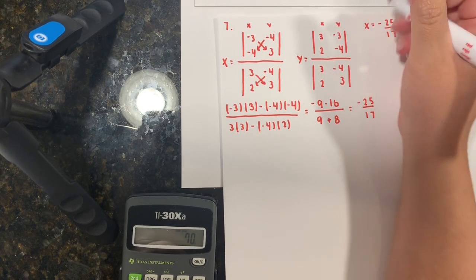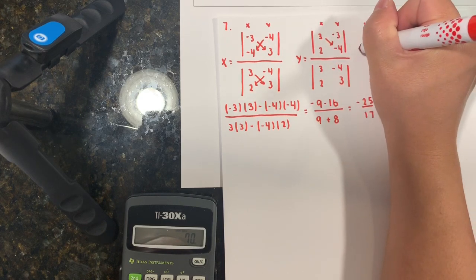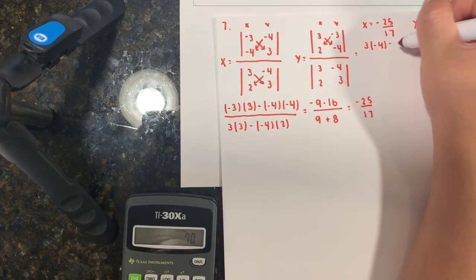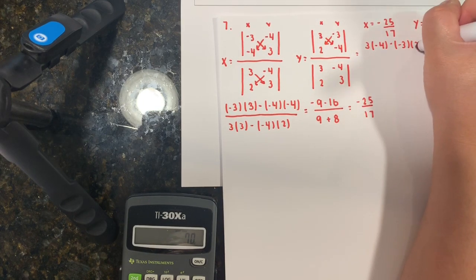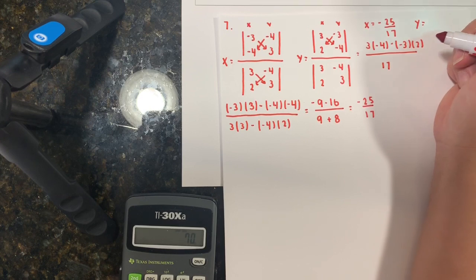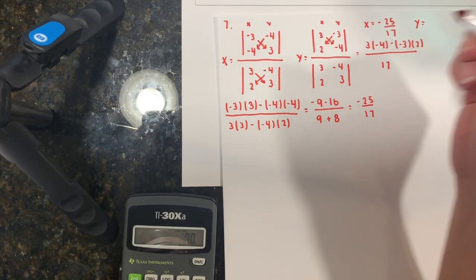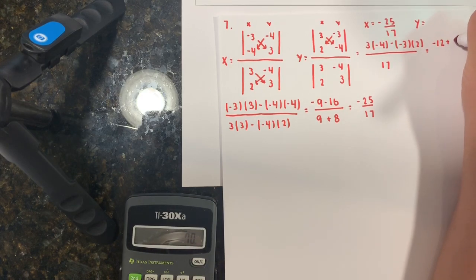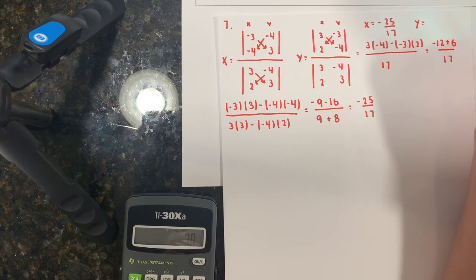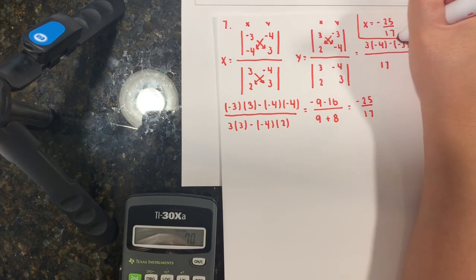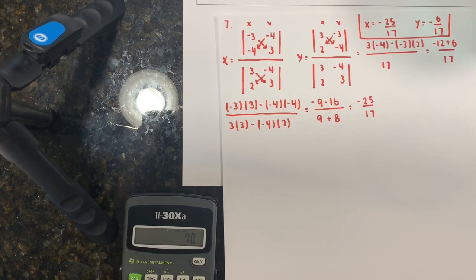Then y, I have to do top left times bottom right. So 3 times -4 minus top right times bottom left. So -3 times 2. And that's all going to be over 17 as well, because they have the same denominator. And that would be -12 plus 6 over 17 gives me -6 over 17. So x would be -25 over 17 and y is -6 over 17.